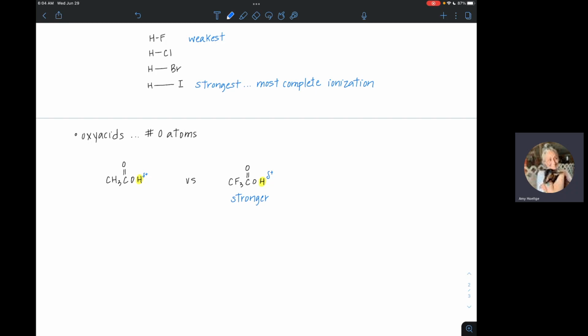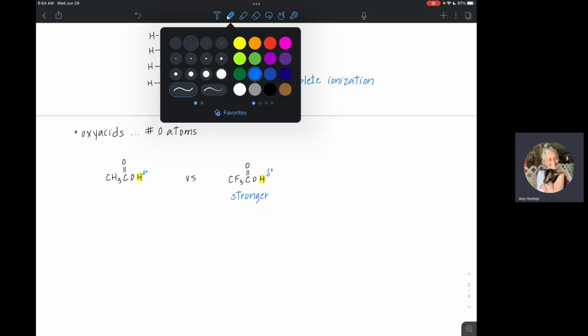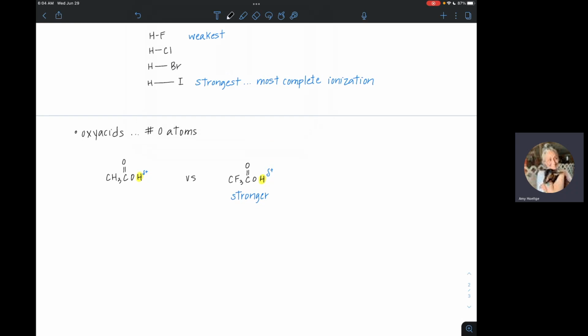On trifluoroacetic acid, due to the increase in electronegativity of the neighboring atoms, so the fluorines that have been added to replace the hydrogens on acetic acid, all of a sudden now there's a greater pull on the electron density between the oxygen and the hydrogen. I can draw the bond in here if you like. So those electrons right there that are bonding that hydrogen to that oxygen, they're not being shared as evenly or as fairly, right, in those two different molecules.